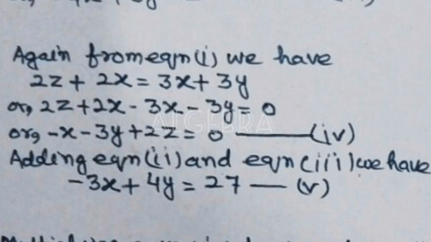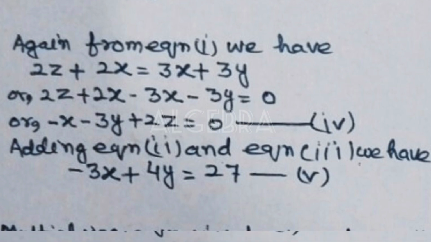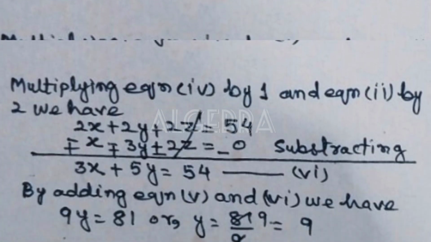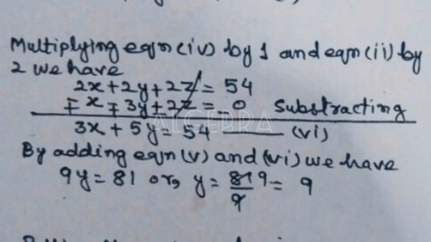Equation 4. Adding equation 2 and equation 3 we have -3x + 4y = 27. Equation 5. Multiplying equation 4 by 1 and equation 2 by 2 we have 2x + 2y + 2z = 54, and -x - 3y + 2z = 0. Subtracting, 3x + 5y = 54.